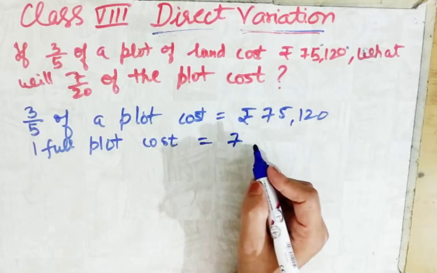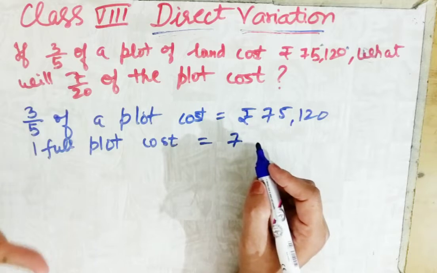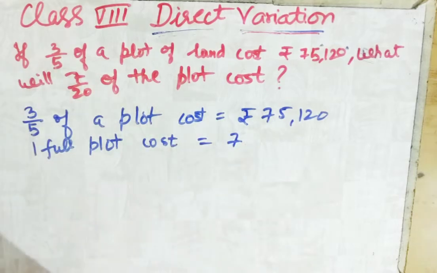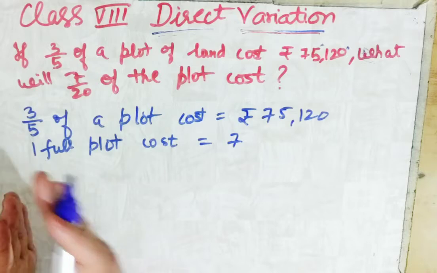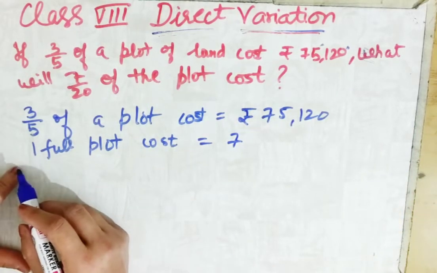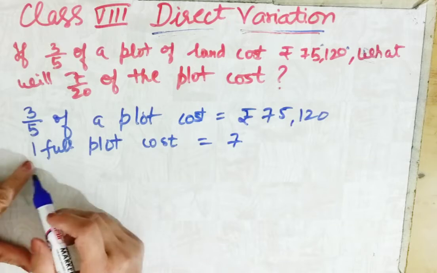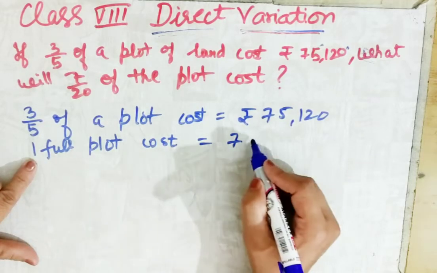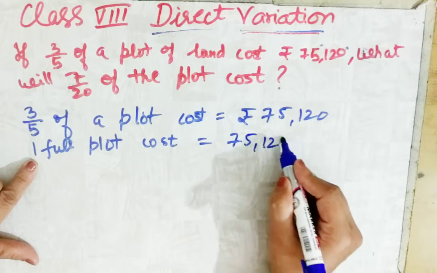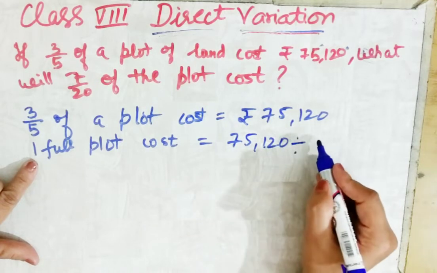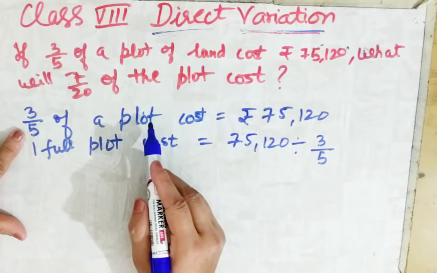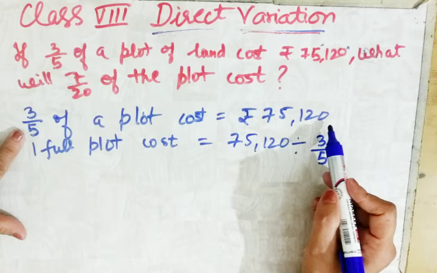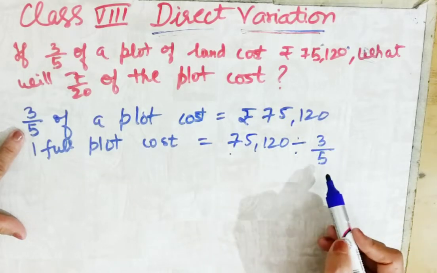See, very simple. First you understand what relation is given in the question. It is a direct variation, because if the land increases, price will also increase. If the land decreases, cost will also decrease. In a direct variation, to find out for one quantity, what we do? We divide. So we are going to divide by 3 upon 5 because this is the price of 3 by 5 of the plot. So we will divide 75,120 by 3 upon 5.